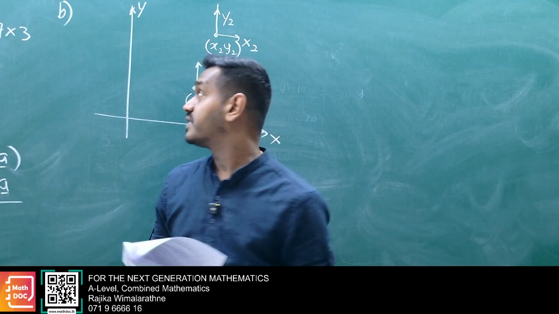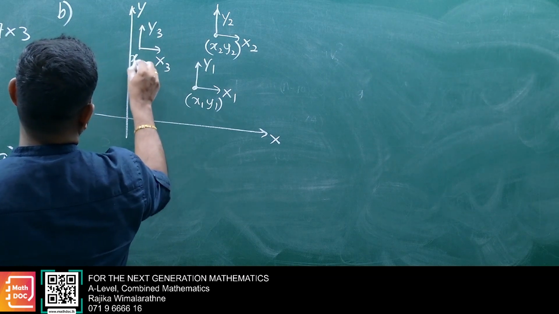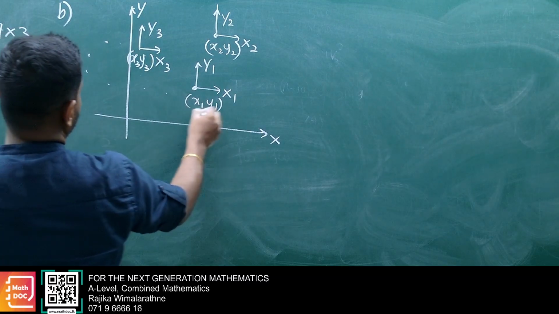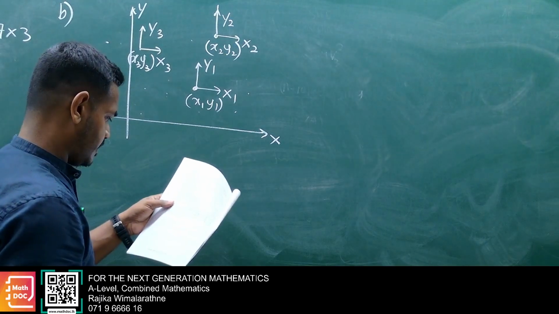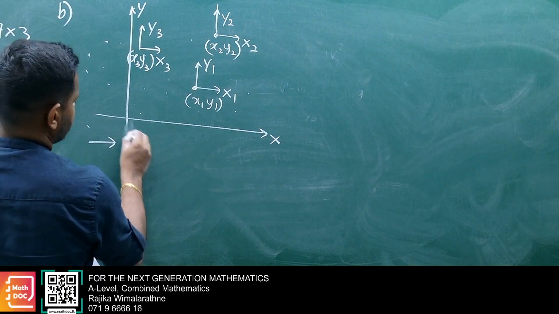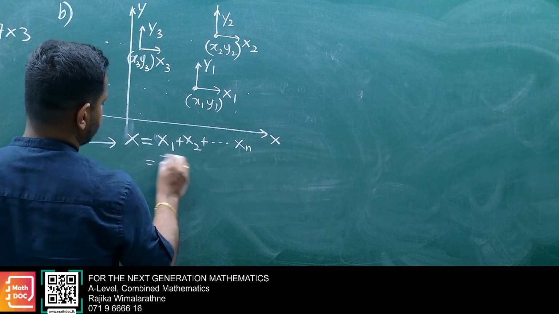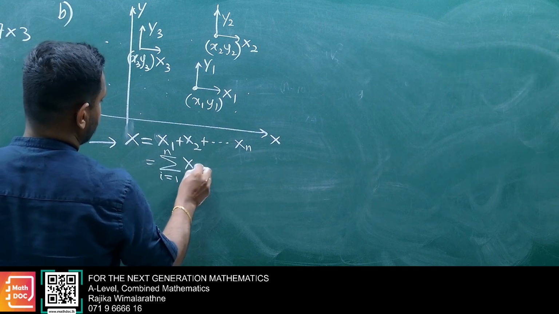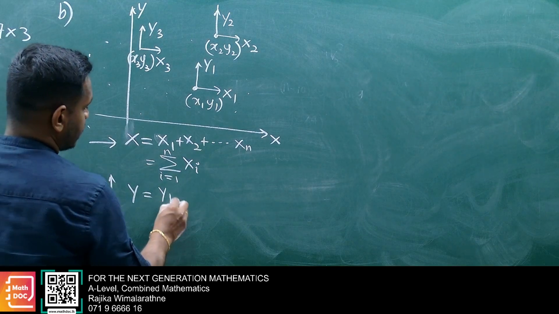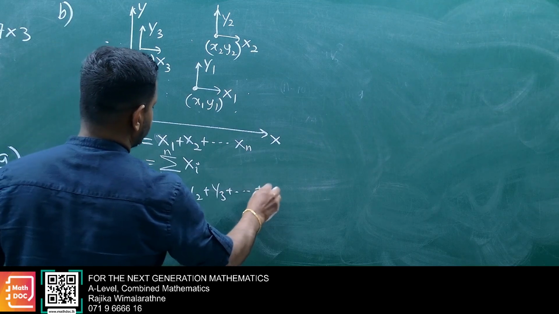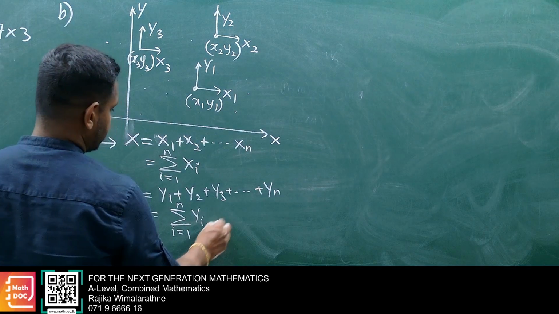Then let's sketch further. You can sketch another force somewhere here, X3, Y3 at the x3, y3 point. Then there are n number of forces all over this plane. Okay. Now, when you resolve horizontally, take capital X, X1 plus X2 plus up to Xn sum. We denote this by sigma i equals 1 to n Xi. That is the horizontal component. Then the vertical component, say Y: Y1 plus Y2 plus Y3 up to Yn sum, sigma i equals 1 to n Yi.